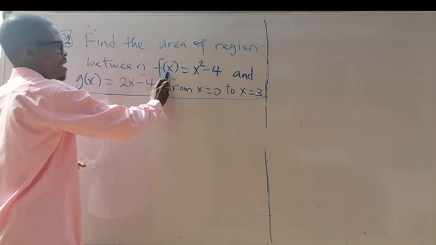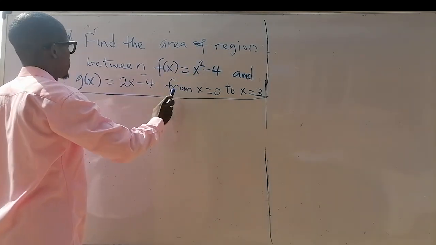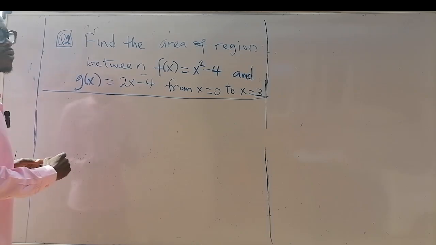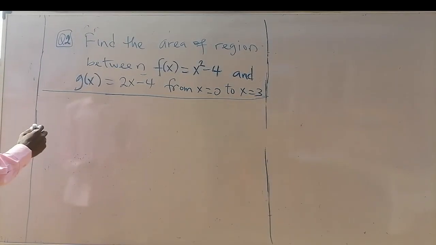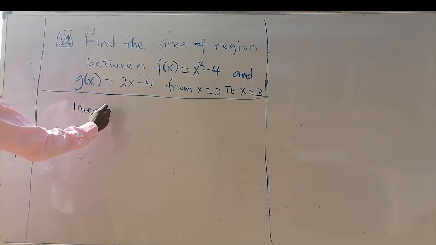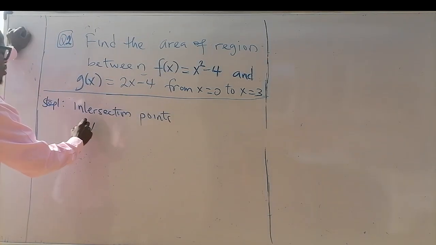Find the area of the region between f of x equal to x squared minus 4 and g of x equal to 2x minus 4, from x equal to 0 to x equal to 3. The first thing we need to do is get the intersection points. That's step 1: equate the two equations together.